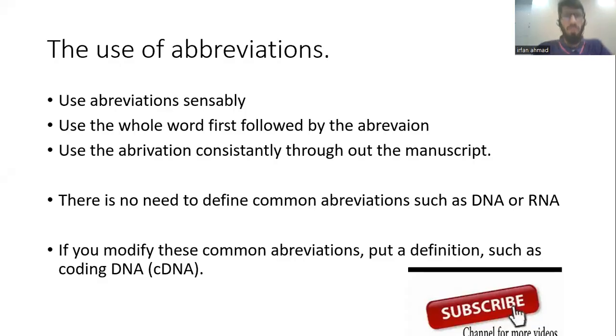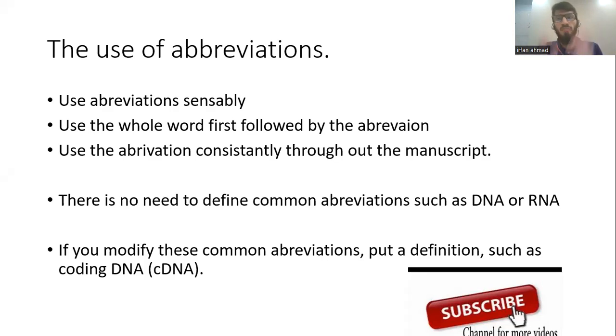The use of abbreviations: use abbreviations sensibly. Use only acceptable abbreviations, for example TUG, Timed Up and Go test. Don't make your own abbreviation and use it in your studies. Use the whole words first, followed by the abbreviation. When you use an abbreviation for the first time, write the complete words, and then in brackets the abbreviation. Then, after that, you can use the abbreviation.